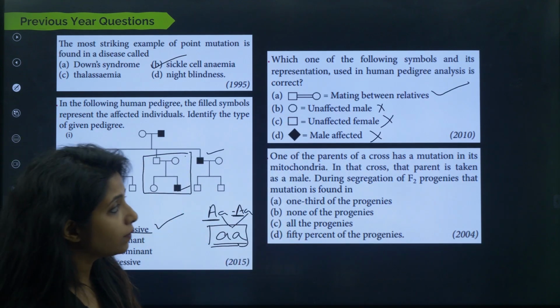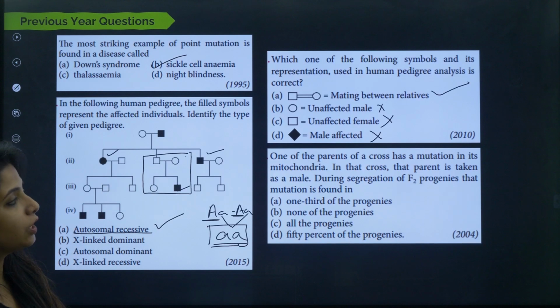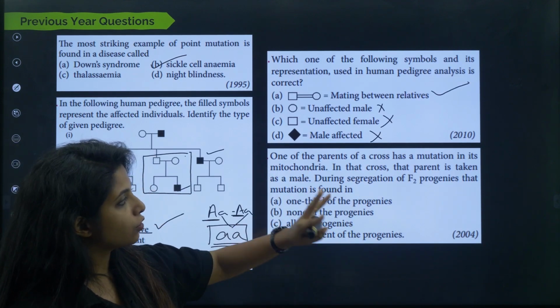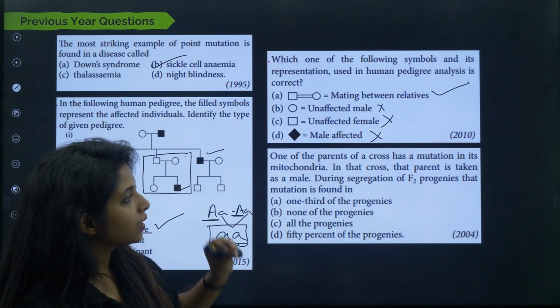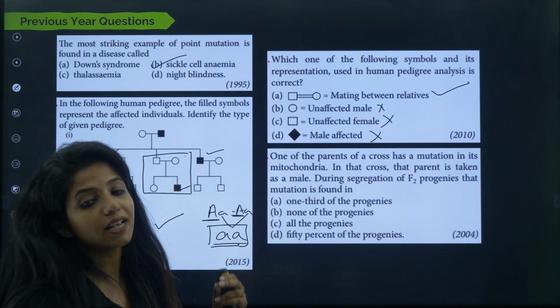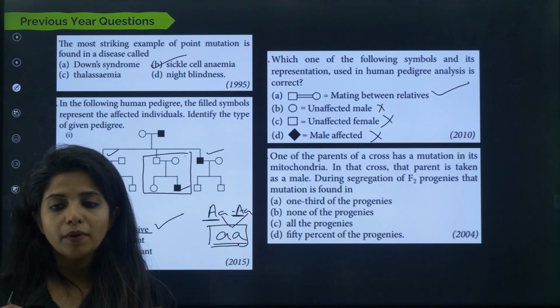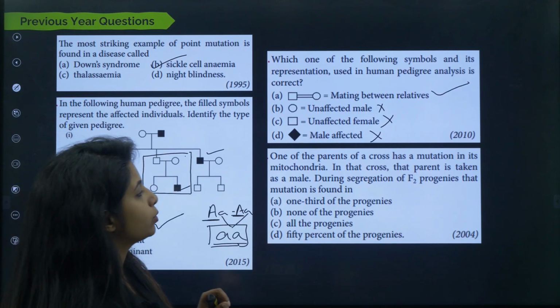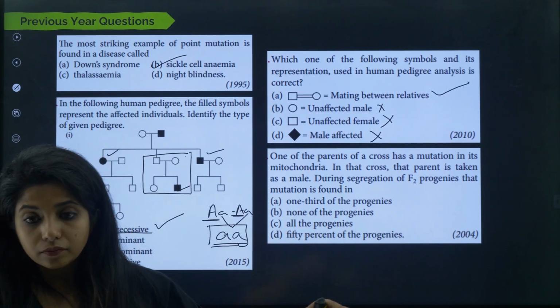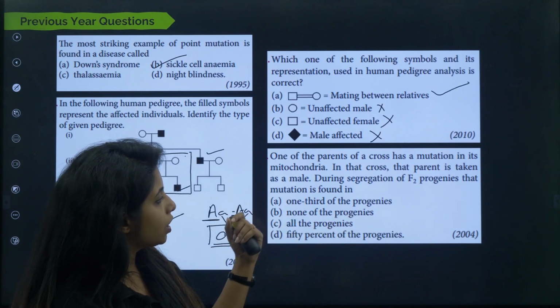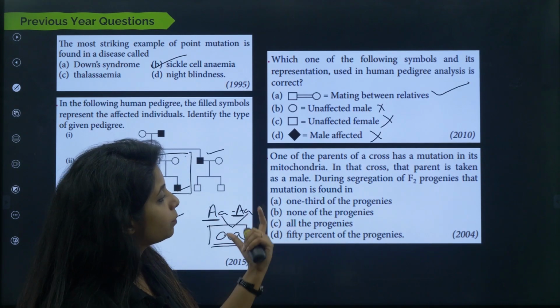Going ahead, one of the parents of a cross has a mutation in his mitochondria. This is a very important question. One of the parents of a cross has a mutation in its mitochondria. In that cross, the parent is taken as a male. Suppose that a male parent is there and he has a mutation in the mitochondria. During segregation of F2 progenies, this particular mutation will be found in whom? 1/3 of the progenies, none of the progenies, all of the progenies, or 50% of the progenies.